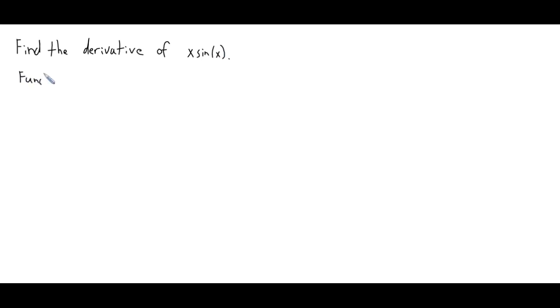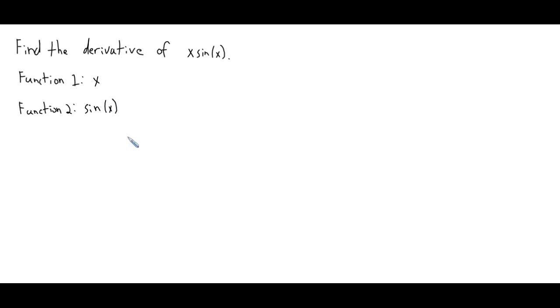First step in using the product rule, you have to identify your two functions. So function 1 is x, and function 2 is sine of x, right? And honestly, it doesn't matter which one is function 1 and which one is function 2. All that really matters here is that our initial function, x sine of x, is the product of these two other functions.